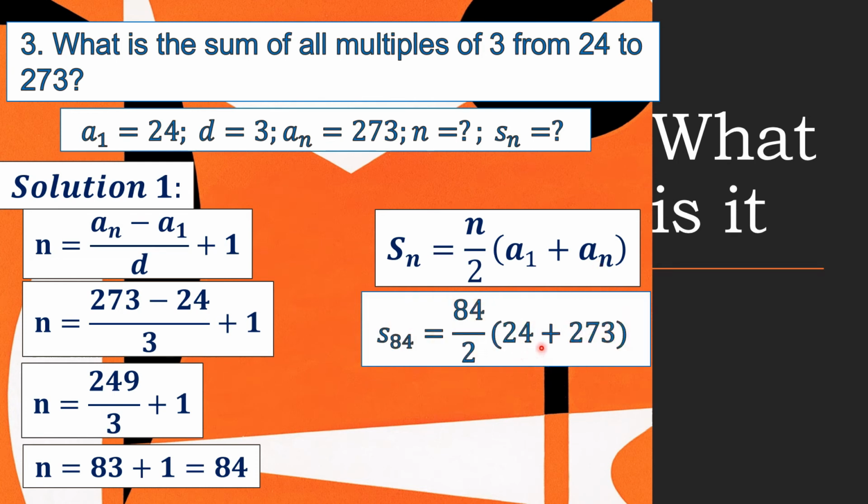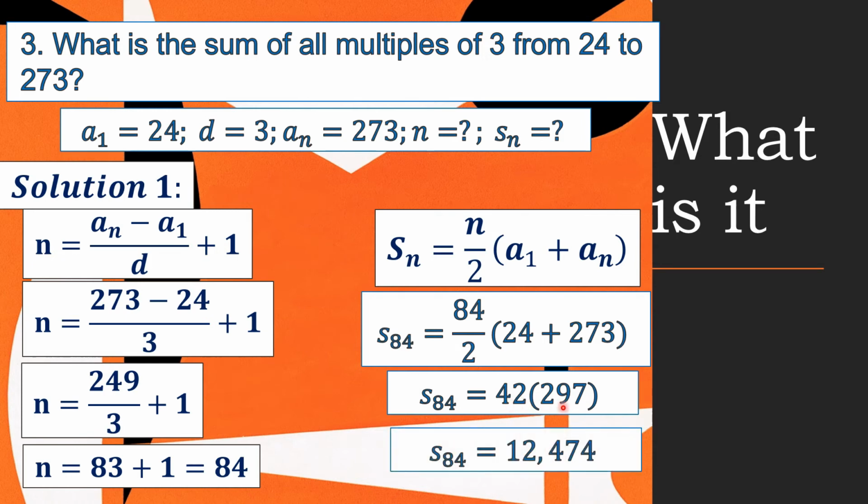So, simplify 24 plus 273, that is 297. And 84 divided by 2, that is 42. And 42 times 297, that is equal to 12,474. So, ang sum ng multiples of 3 from 24 to 273 ay 12,474.